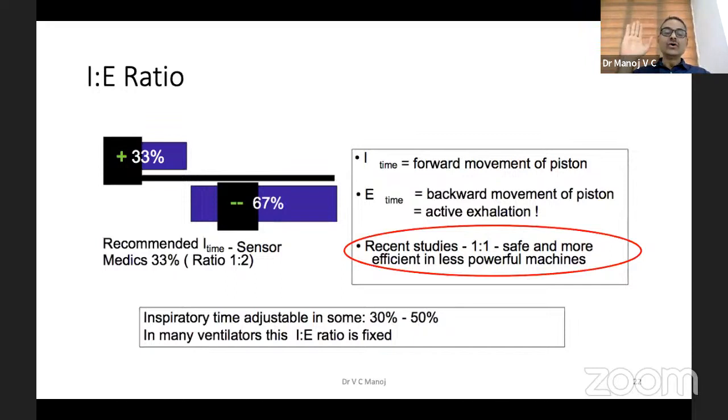An IE ratio of 1:2 is what you use in very powerful HFO machines like Sensormedics. Whereas in less powerful and more refined machines like SLE, VN500, VN600, etc., you use 1:1 as the IE ratio. Some of the machines have an inbuilt ratio, so you don't need to worry about it.